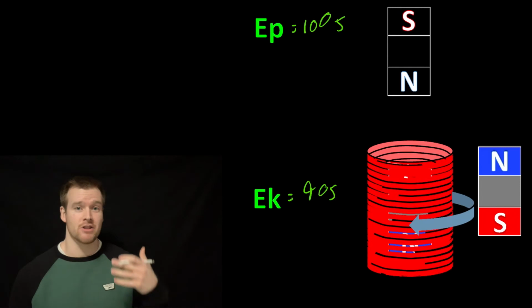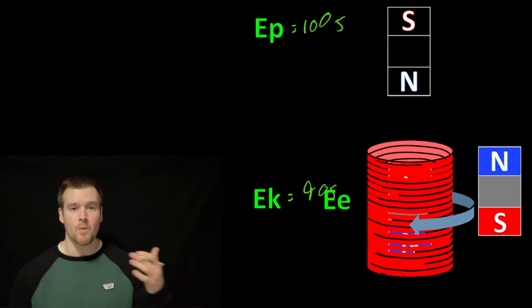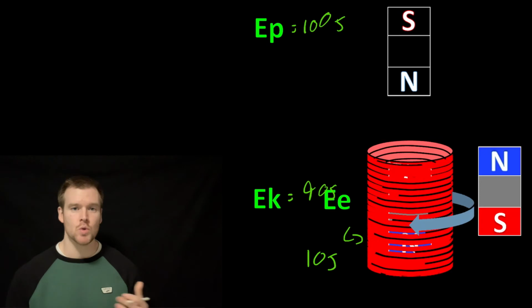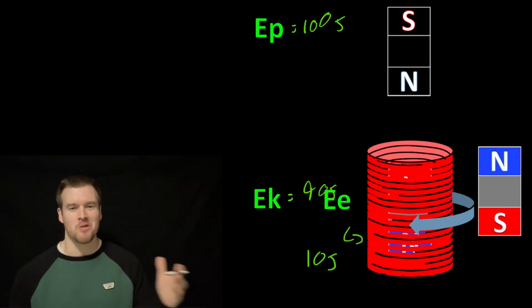Remember, just as much as energy can't be created, it can't be destroyed. So where did that energy go? It went into the electrical energy flowing through the solenoid. We would have an extra 10 joules there. So whatever we lost in kinetic has become electric, and the universe is happy.